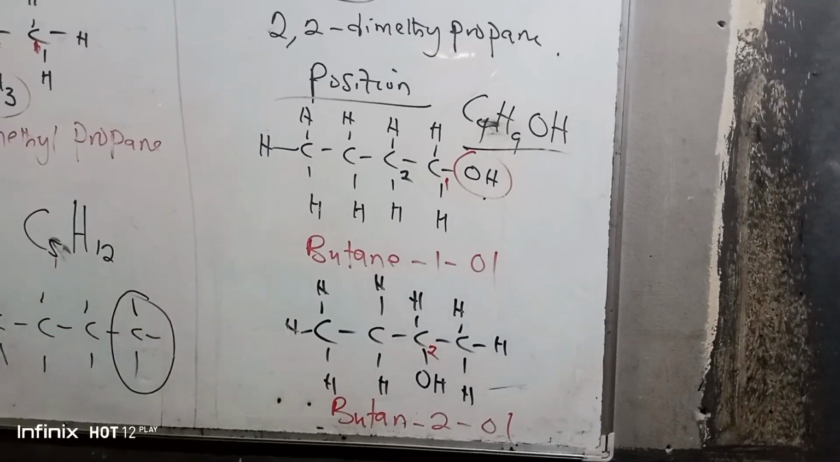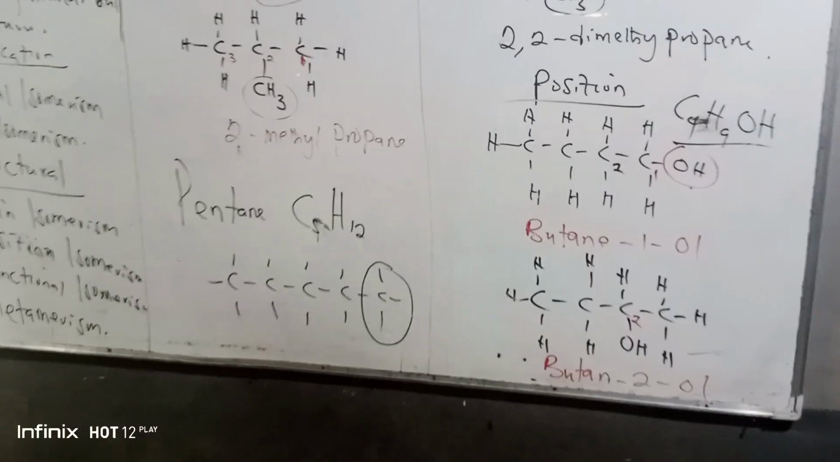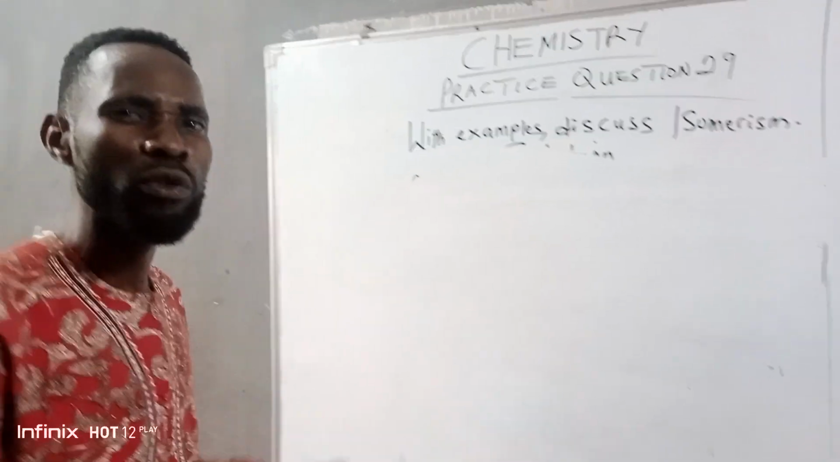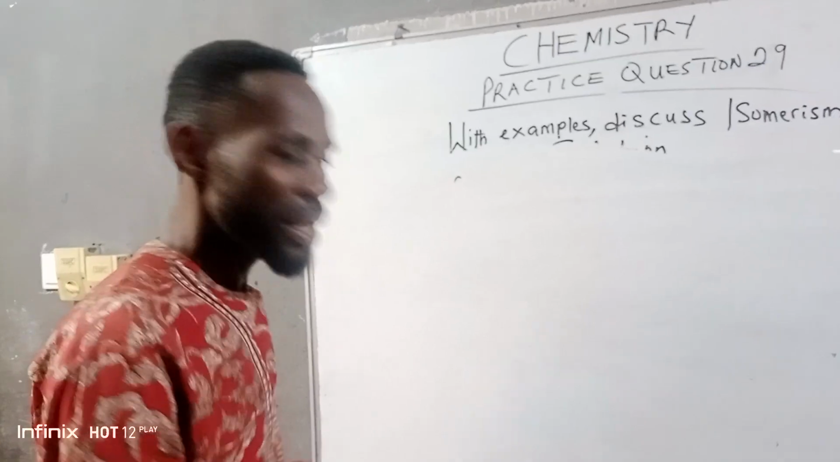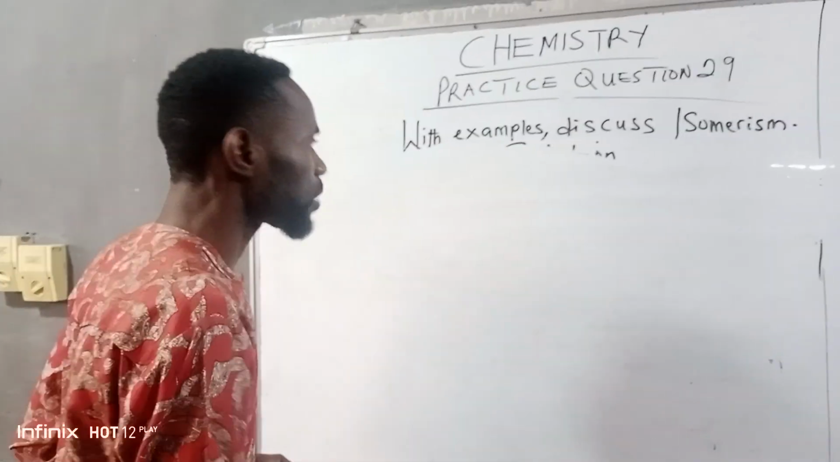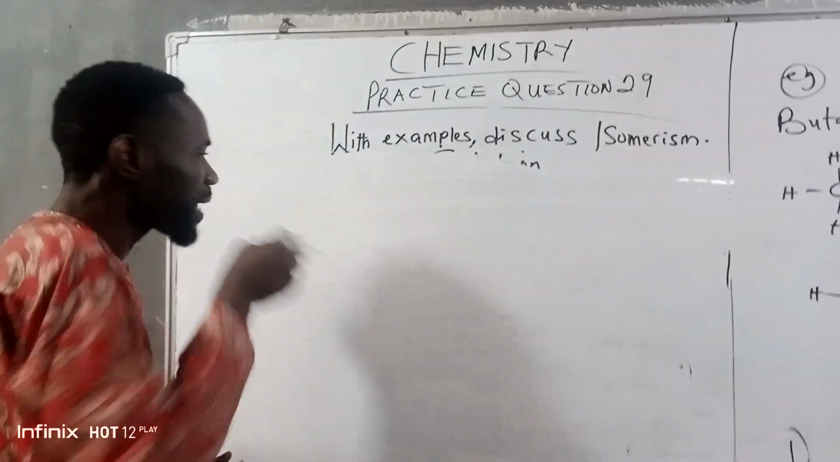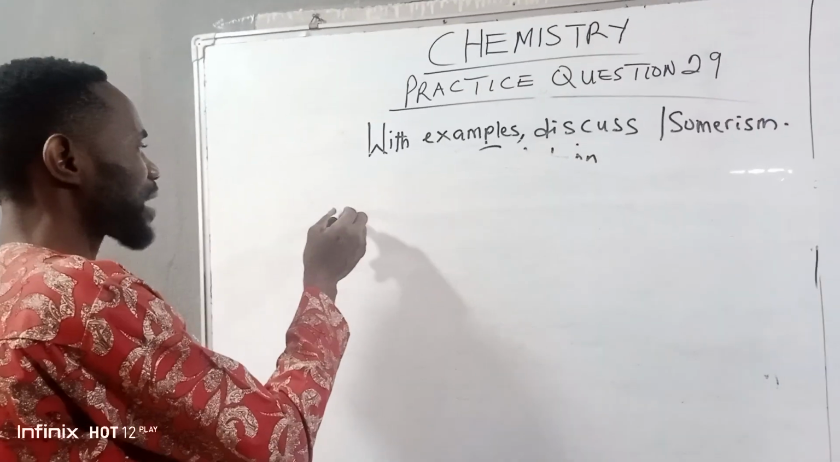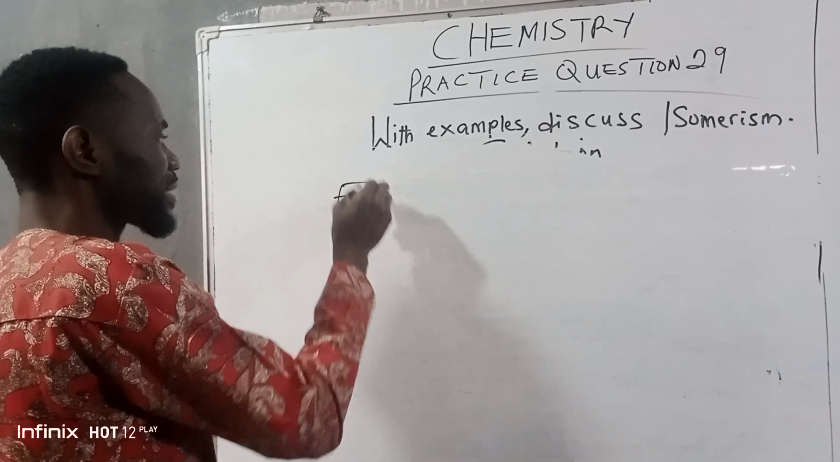And finally, let's take a look at functional isomerism. What happens in functional isomerism? In functional isomerism, you find that the compounds have the same molecular formula, but the functional group inside of them is different. Now, let's take an example of functional isomerism. Let's take a look at this compound, ethanol.